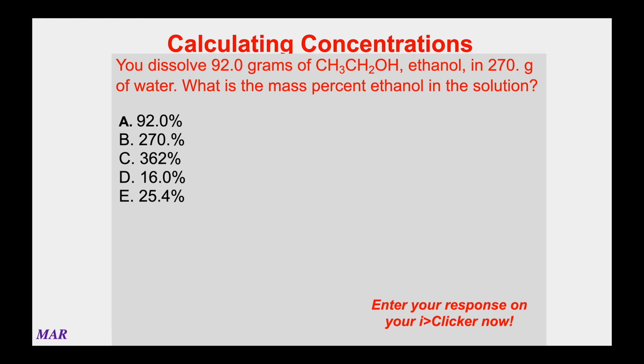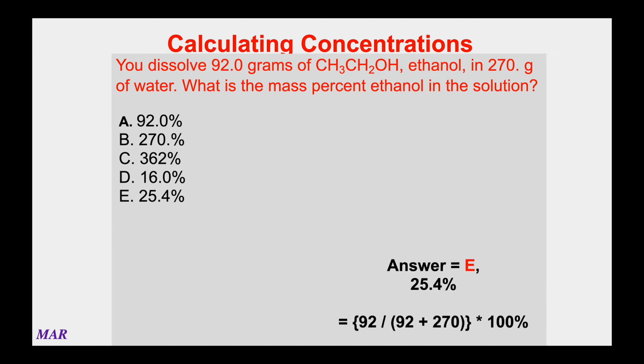So here's a problem you might see. Let's say you dissolve 92.0 grams of ethanol in 270 grams of water, and it says what's the mass percent ethanol in the solution? Okay, so mass percent, aka weight percent, is grams of what you're looking at, which is ethanol, divided by total mass. So you'd have 92.0 on the top. You would divide by 92.0 plus 270, so mix them both together, multiplied by 100%. If you do that, it comes out to be 25.4% ethanol. So this solution, 25.4%, good to go.